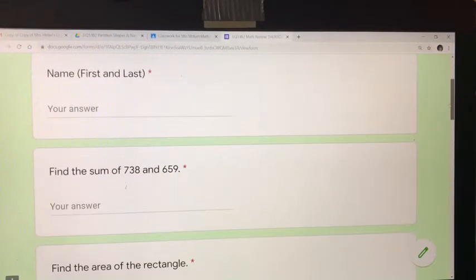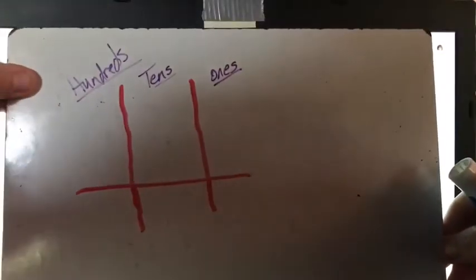Let's look at the first problem. It says find the sum of 738 and 659. All right? The key word there, sum. And then I'm using the numbers 738, 659. When I find a sum, I'm adding. So I'm going to go ahead and stack my numbers.